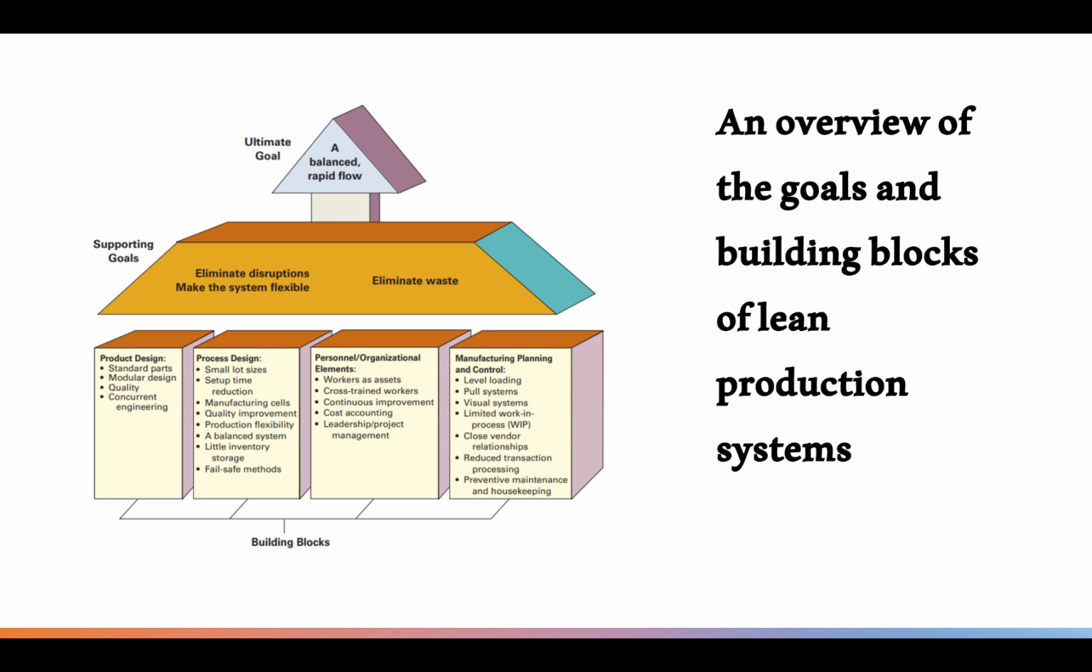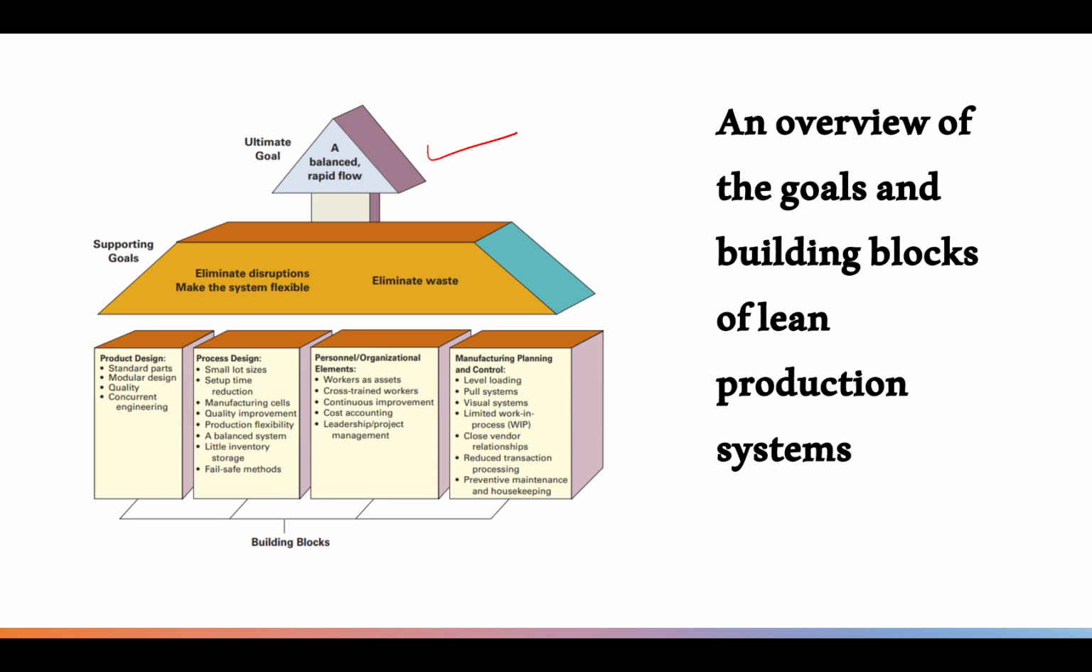Now we will be discussing the basic goals and building blocks of JIT. The ultimate goal of JIT is to have a balanced system. A balanced system is one which has a smooth flow of material throughout the system. The idea is to make the process time as short as possible. We want to reduce the time of production by using resources in the best possible way, with optimal utilization of resources. That is the idea behind this JIT approach.